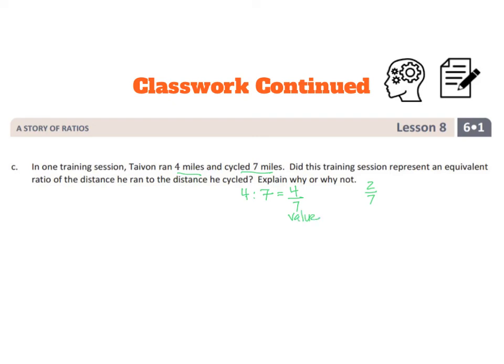But the equivalent ratio of the distance he ran to the distance he cycled, what he was using was the 2/7. So I'm going to say 4/7 is not the same value as the 2/7 that he had as a training session beforehand.